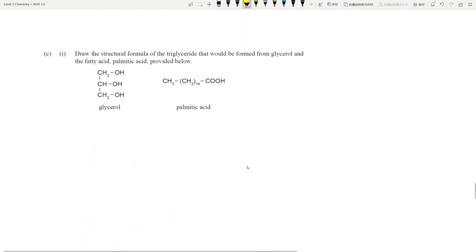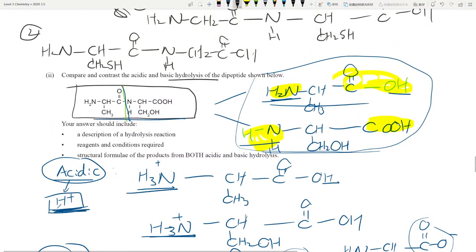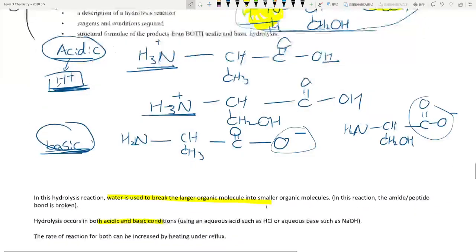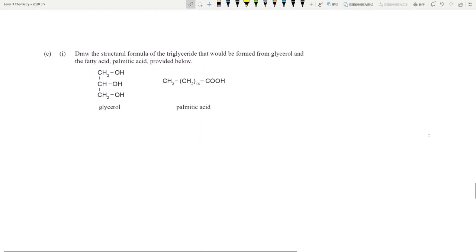This is almost the last one. Now draw the structural formula of the tri, but just go back here. I cannot emphasize how important this step is. Again, when you see COO or CON, and they say hydrolysis, break it down, cut it there, copy, and then complete it, and then you will need to do stuff with that later on.